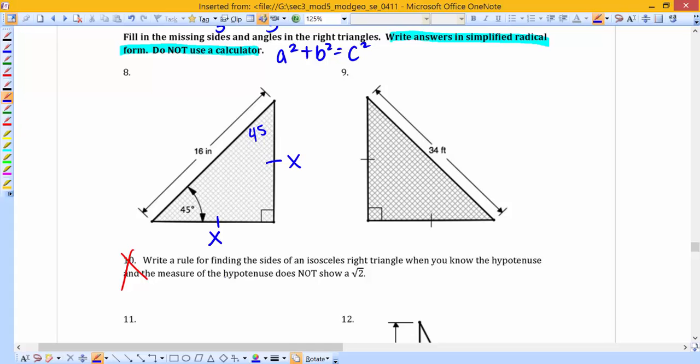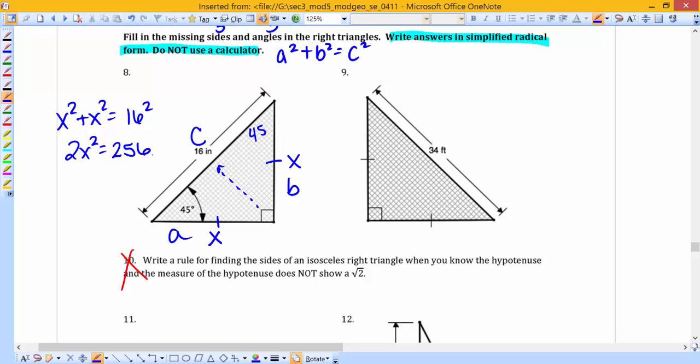So I'm just going to get you started on number 8. Which of these is my hypotenuse? The one across from the right angle. This is your C. That's the hypotenuse. So A, B. So x squared plus x squared equals 16 squared. Now you guys can go through and finish. You have 2x squared and it equals... let me just double check. 16 squared. Okay, I was way off.